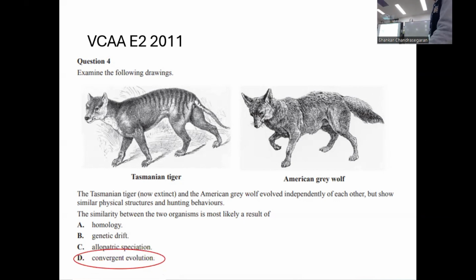Yeah, so basically that's the only logical answer, because the fact is they are in very different environments, so they have no relatedness for a very long time. They're very far apart and they have no interactions at all, and they've never had any interactions because one's in Tasmania and the other one's in America. So the fact that they evolved similar traits shows that there were similar selection pressures acting on them to evolve the similar traits, an example of convergent evolution.